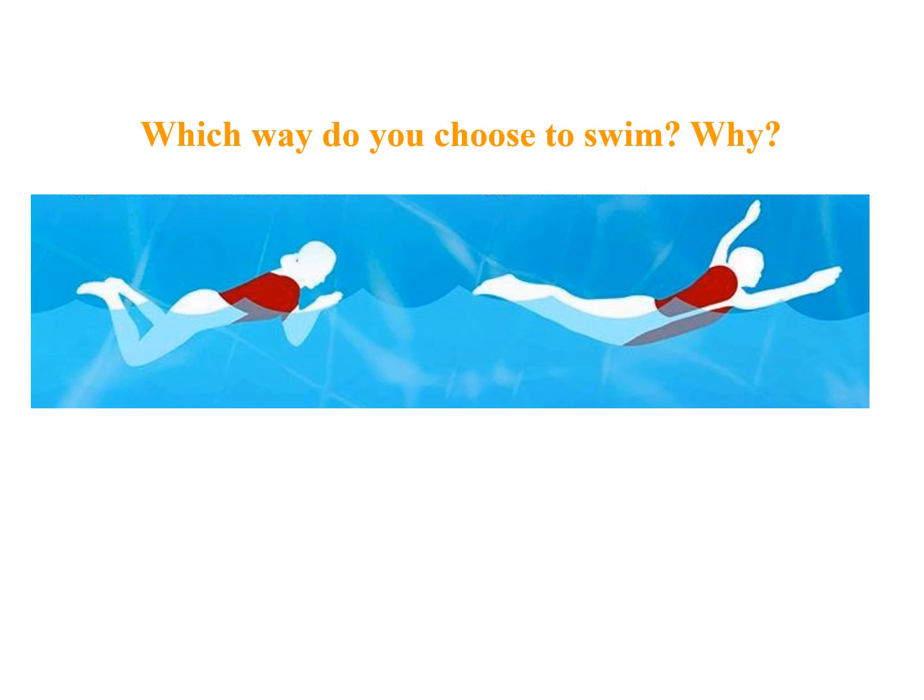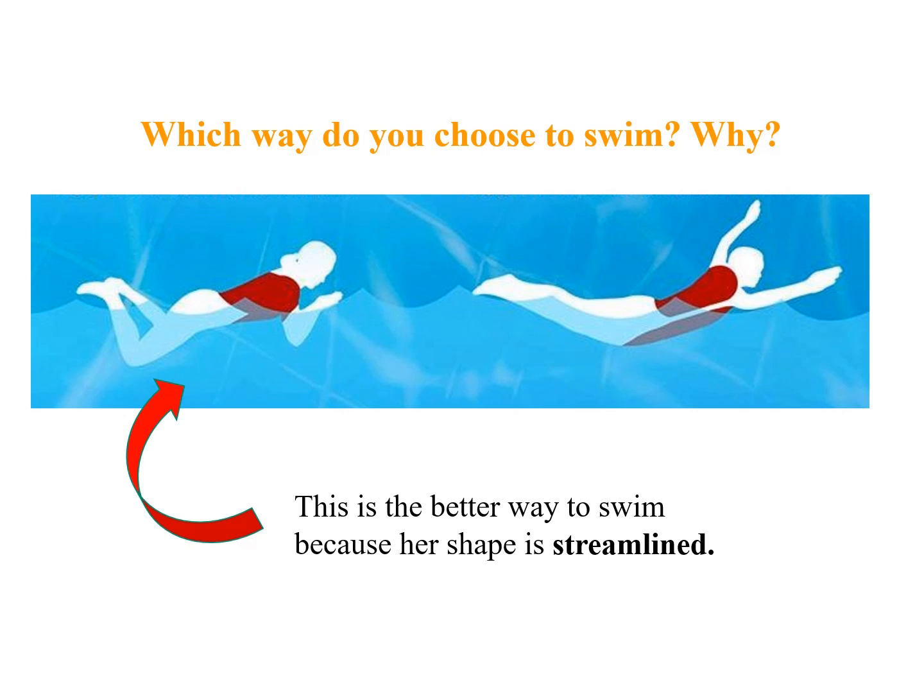So please, which way do you choose to swim and why? See the two girls. The first one, which shape is she? And the second one, which shape is she? Have you done thinking? Okay, I choose this because this is the better way to swim, because her shape is streamlined, right? The streamlined shape will help her to swim more easily.